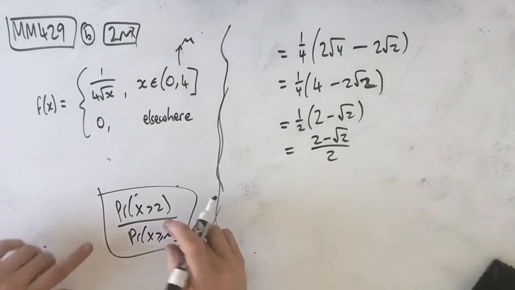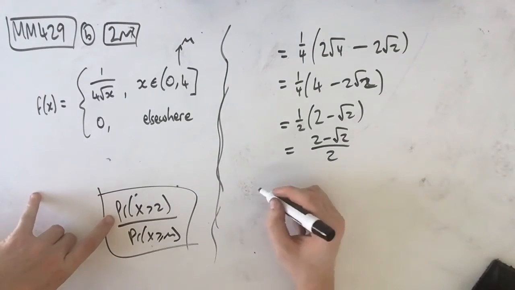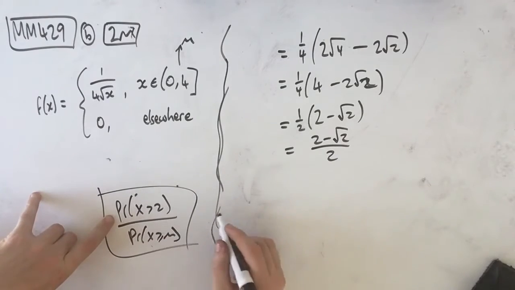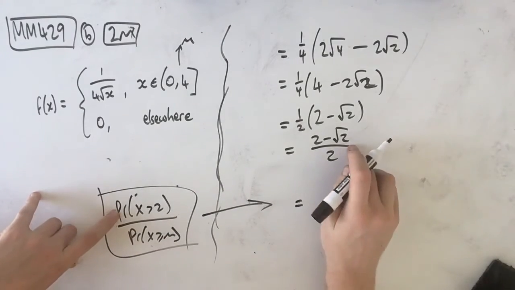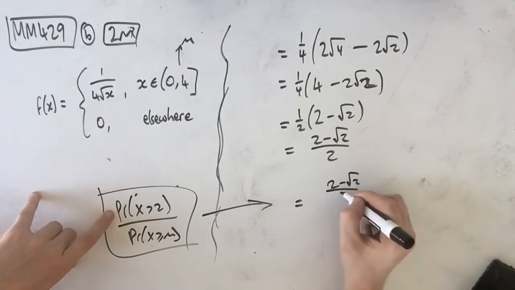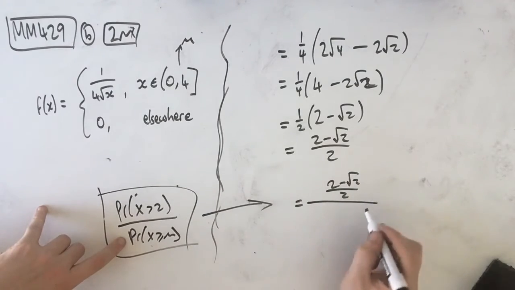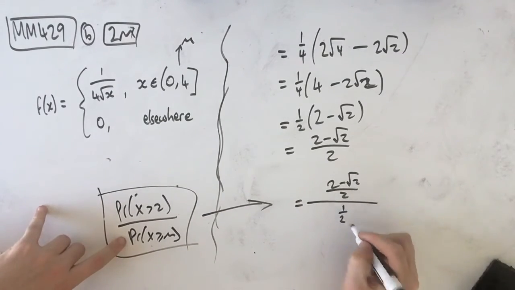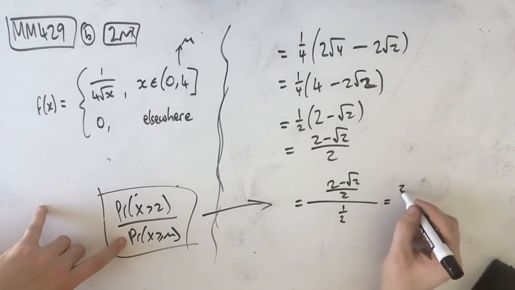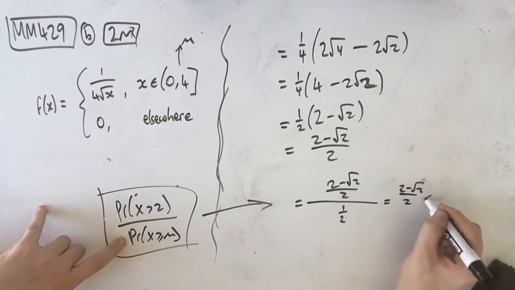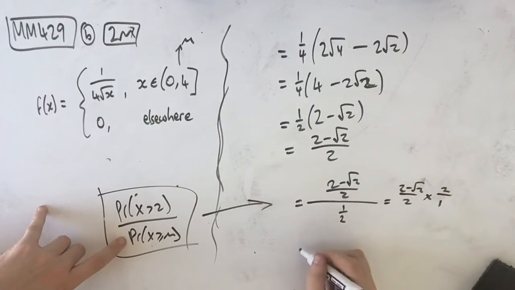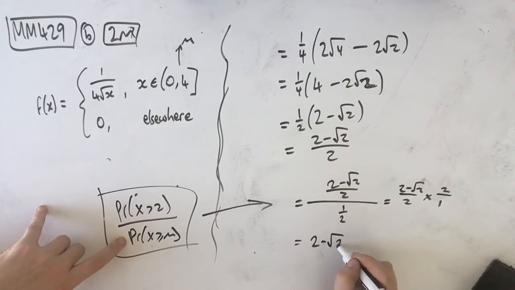Okay, so this is our probability that x is greater than 2, right? Which means that this bit here is now equal to 2 take root 2 over 2, and the probability that x is greater than or equal to m, our median, is 1/2, right? Because 1/2 lies on either side of the median. This is the same as 2 take root 2 over 2 multiplied by 2 over 1, which means that our final answer is 2 take away root 2.